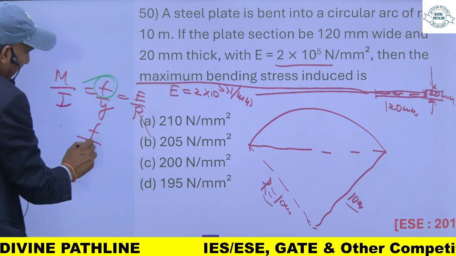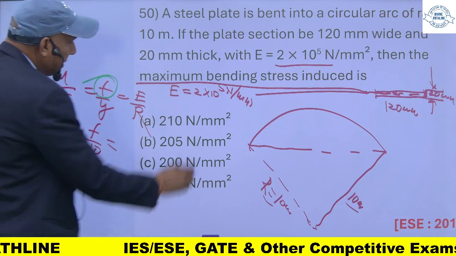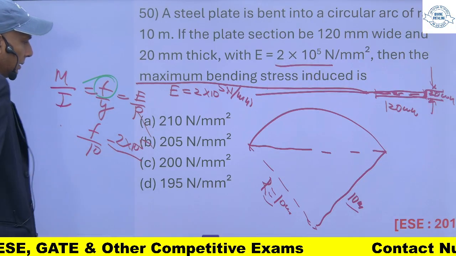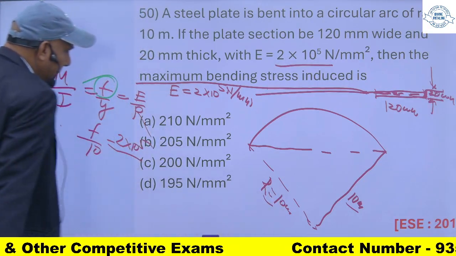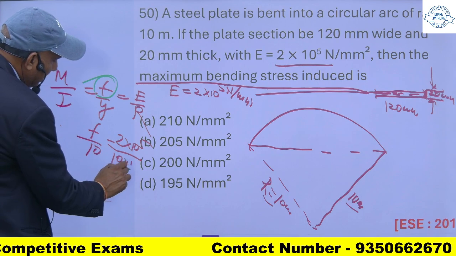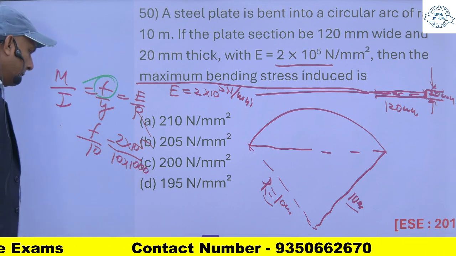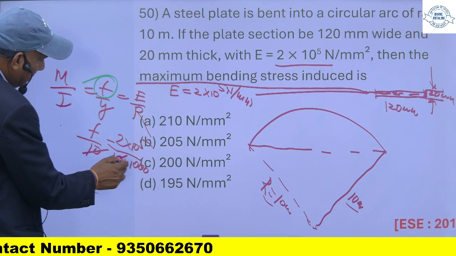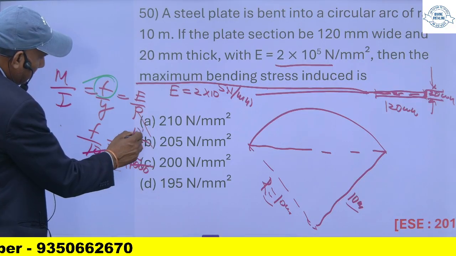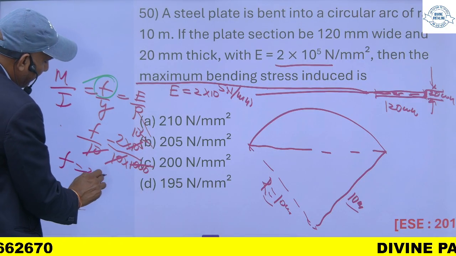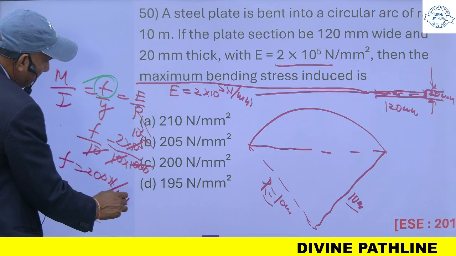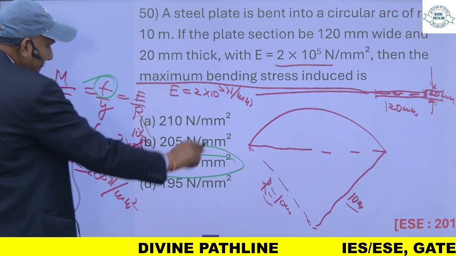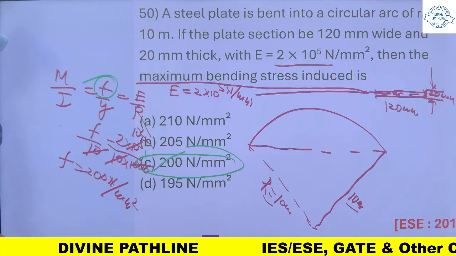So F upon 10, y is 10. E is equal to this one, and R is 10 meter. 10 meter means 10 into 1000 in mm. So F will be 200 Newton per mm square. This is 200.